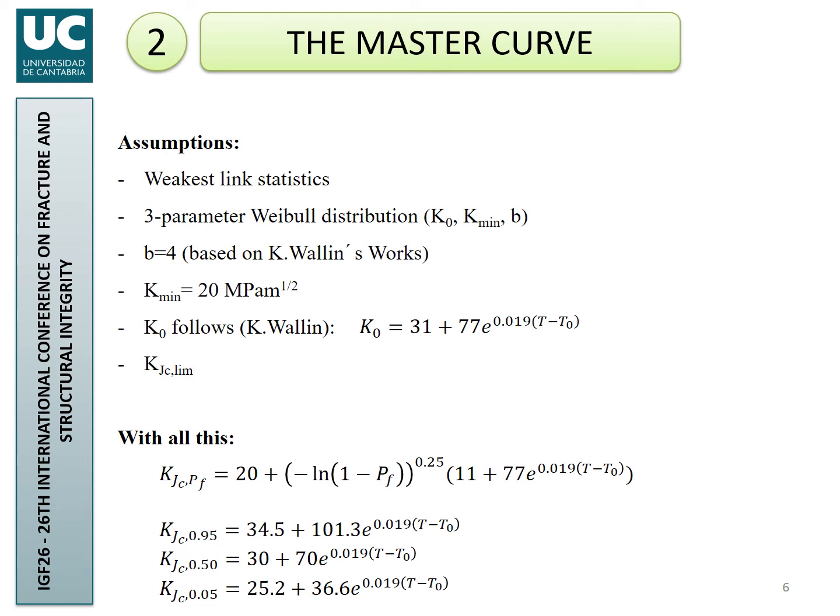If all these assumptions are fine, and as it has been demonstrated by Wallin and co-authors, then the expression for the fracture toughness is this one here for a given probability of failure. So for a 95, 50, and 5% probability of failure, the corresponding equations are these ones, which are the curves that we had seen in the previous slides.